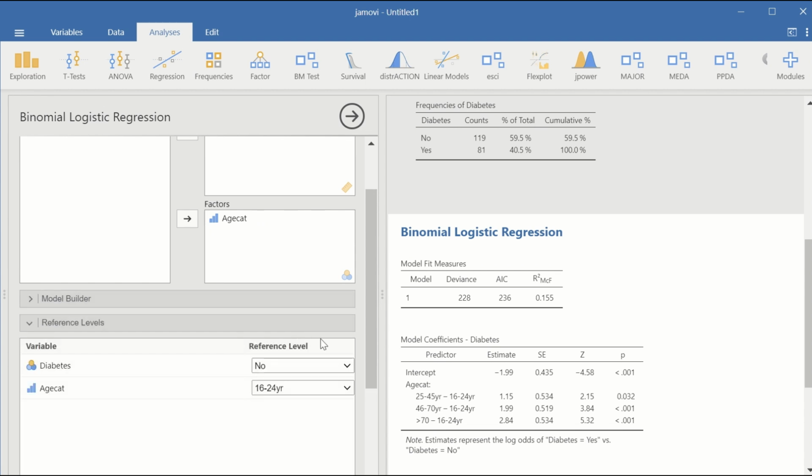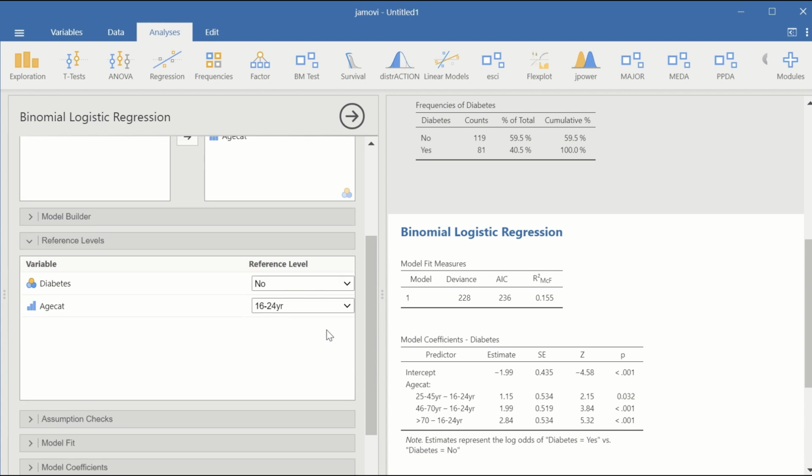We'll click on the reference levels. Since we have two variables here, both of them have categories in them. For diabetes, you either have diabetes or not, yes or no. No will be used as the reference category to compare to. The age category from 16 to 24 years old will be used as the reference category to compare to.